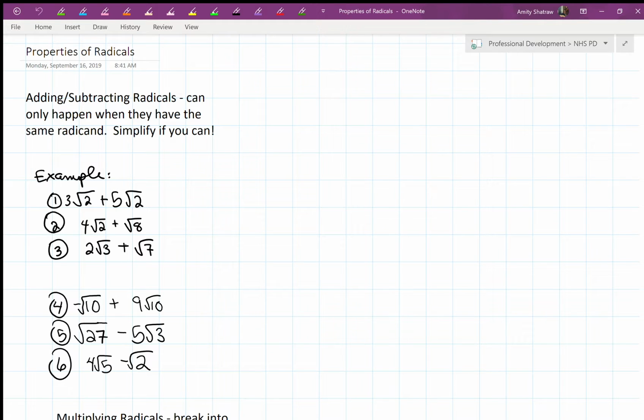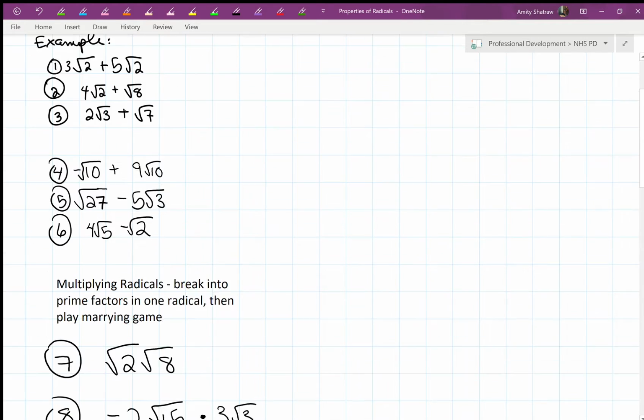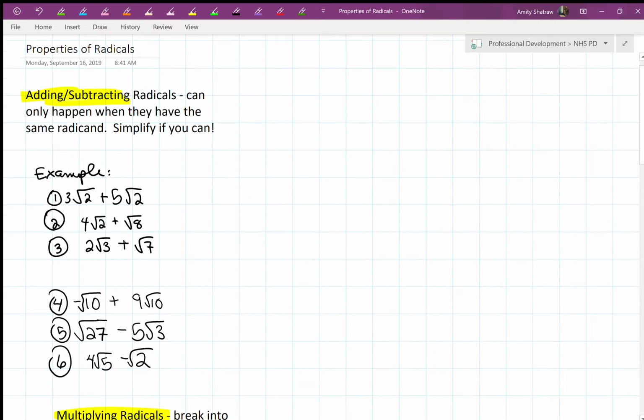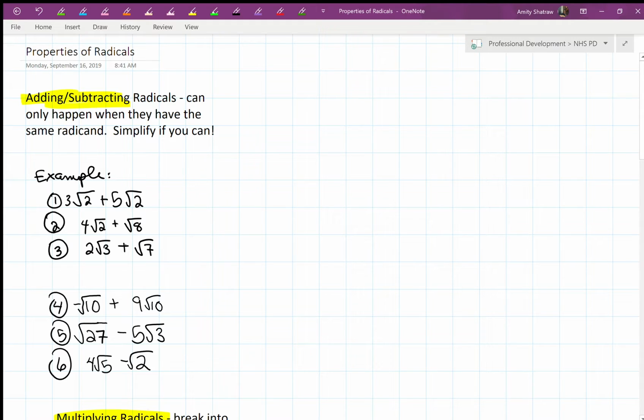Hello everybody. So this is an introduction to the properties of radicals. We're going to be able to, hopefully at the end, add and subtract radicals, multiply radicals, and eventually down at the bottom divide, and possibly even rationalize radicals.